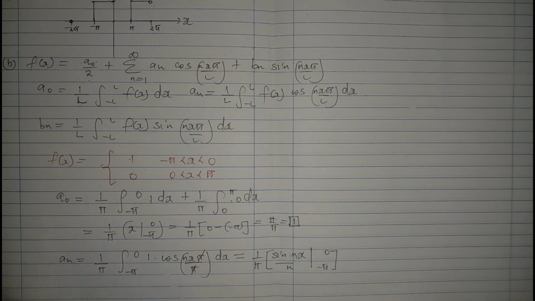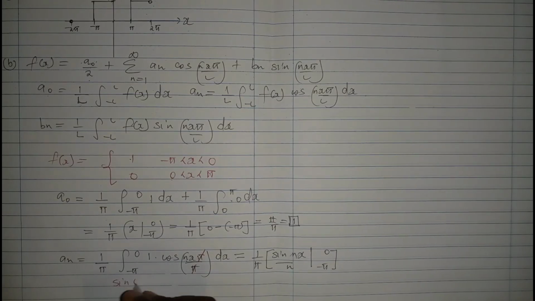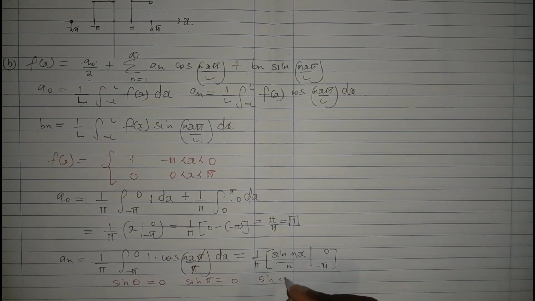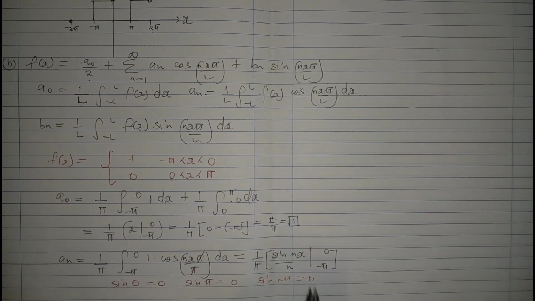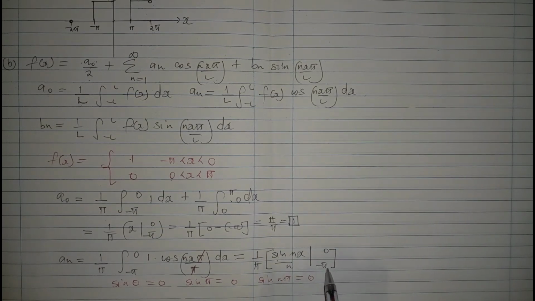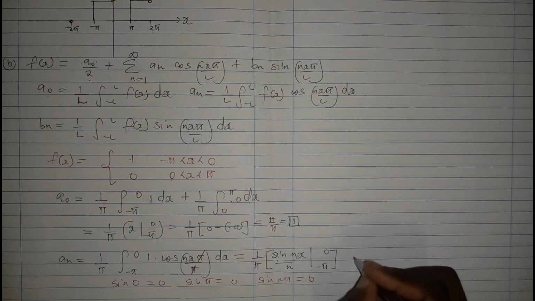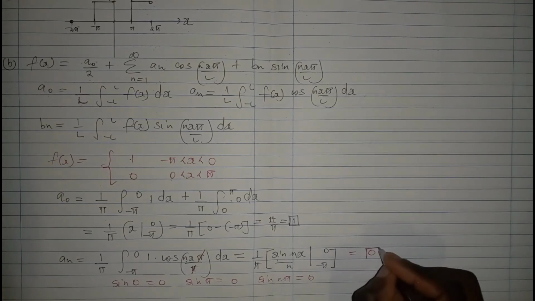And there's something that you need to know. You have to know that sine 0 is equal to 0, sine pi is equal to 0, sine n pi is equal to 0. You can just punch it on a calculator. Let's say for an examination, sine 300 pi, sine 20 pi, sine 2 pi, you're going to see that it becomes 0. So if I plug in sine 0 here, I'm going to have 0. Plug in sine negative pi, I'm also going to get 0. So we can just say an is equal to 0 right here.